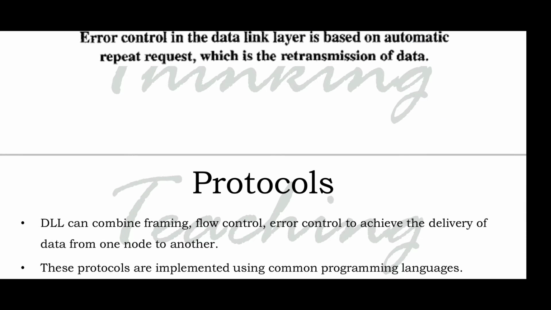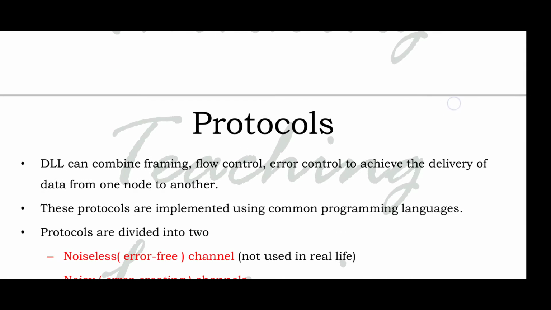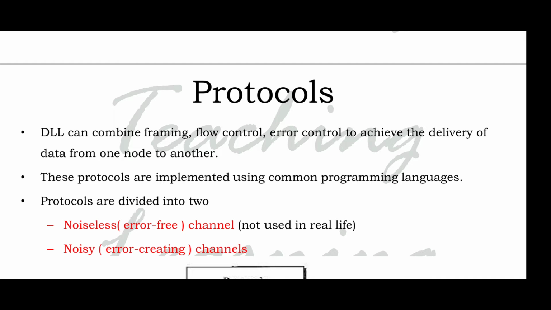Next we are going to discuss more about the flow control protocols. The DLL combines framing, flow control and error control to achieve the delivery of data from one node to another, that means sender to receiver. These protocols are implemented using common programming languages, and they are divided into two. One is the noiseless, error-free channel, which is not used in real life because it is just an abstract scenario that we are discussing. And noisy means error-creating channels.